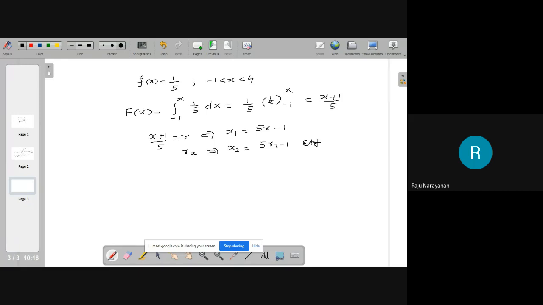Now remember that this method is applicable, or this method will be very easy, only when F of x is easily invertible. Okay? And we will go to R now.